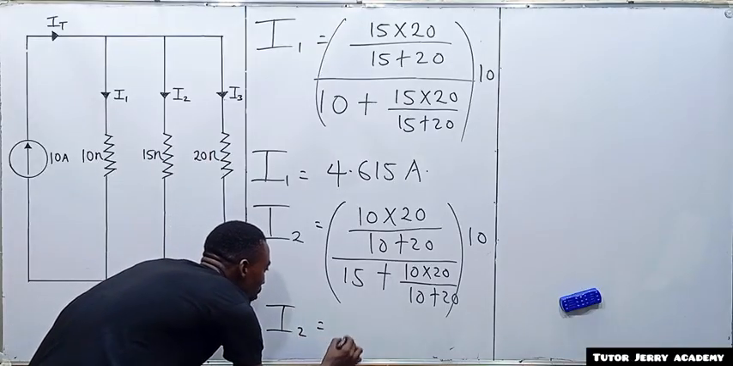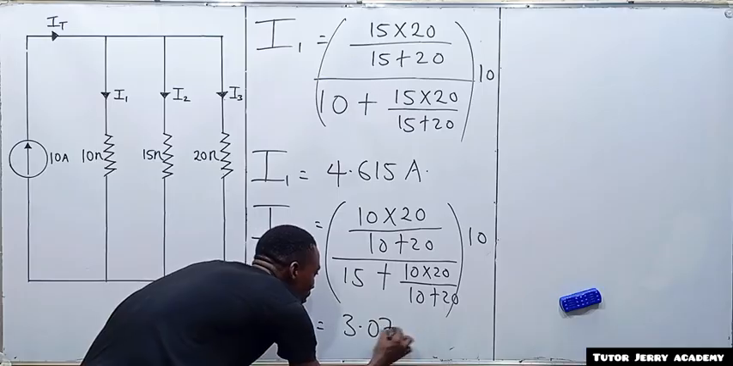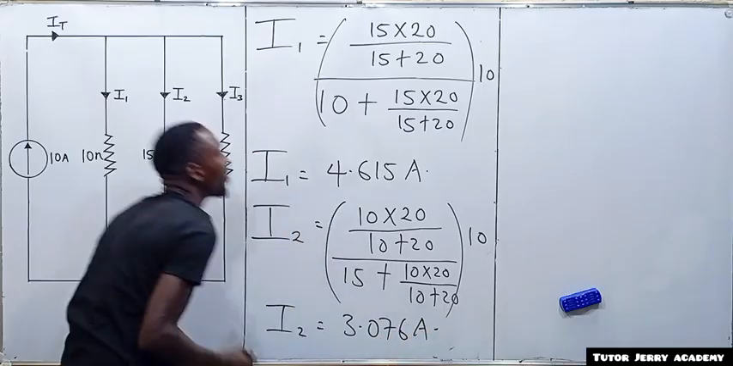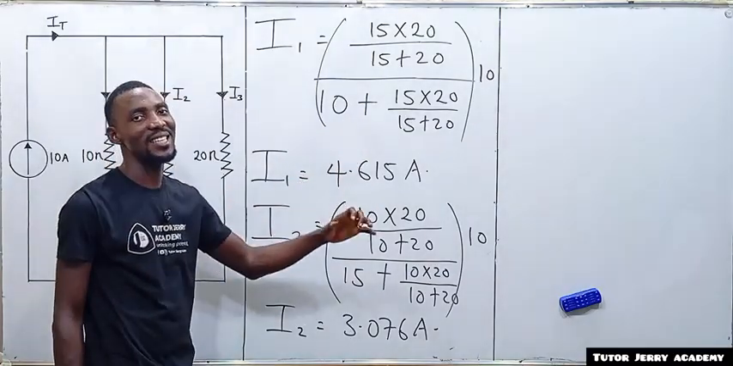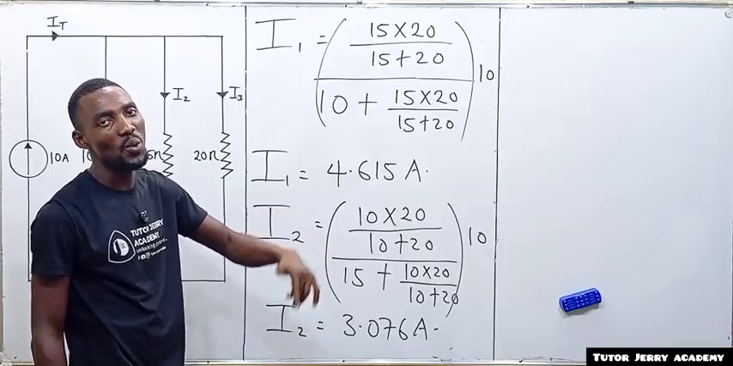I2 will be equal to 3.076 ampere. All right, so I want you to find I3 and drop the answer for I3 in the comment section. I would love to know that.